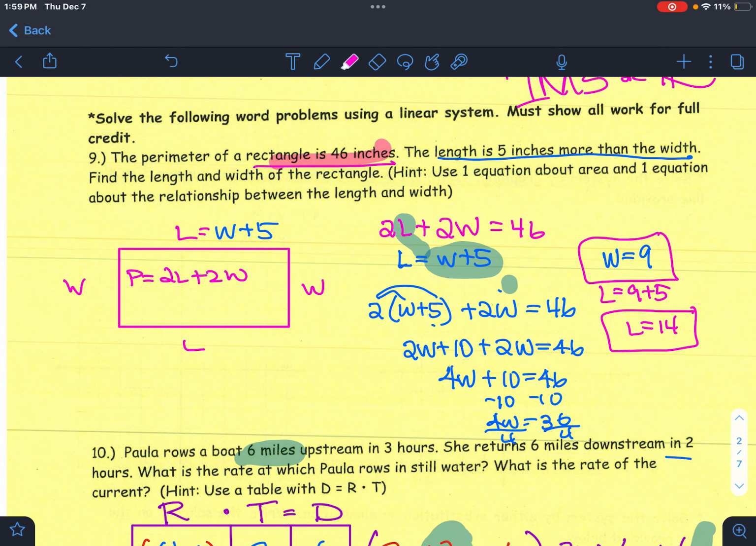And because it tells us that, we know we can set it equal to that. Then it also tells us that the length is 5 more than the width. So I write the second equation here, and I can substitute to solve. Once I know that the width is 9, I can substitute back in to solve for the length.